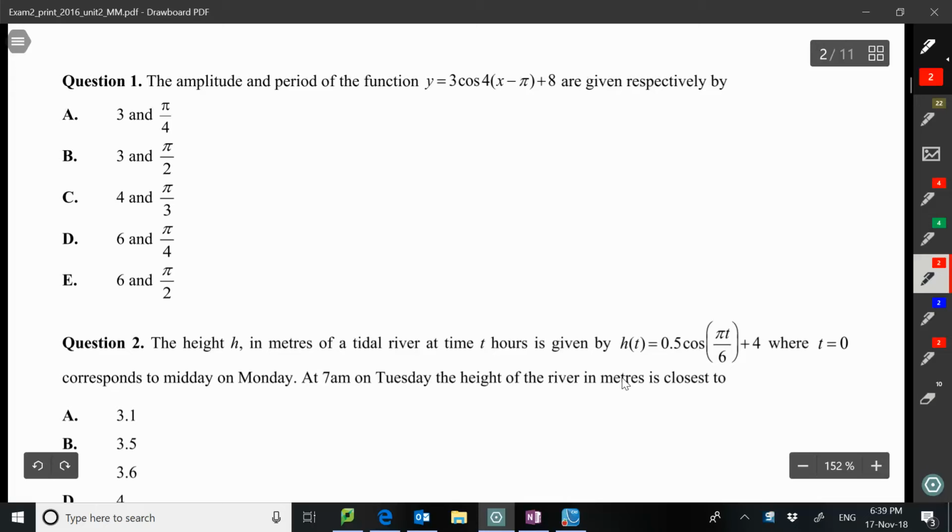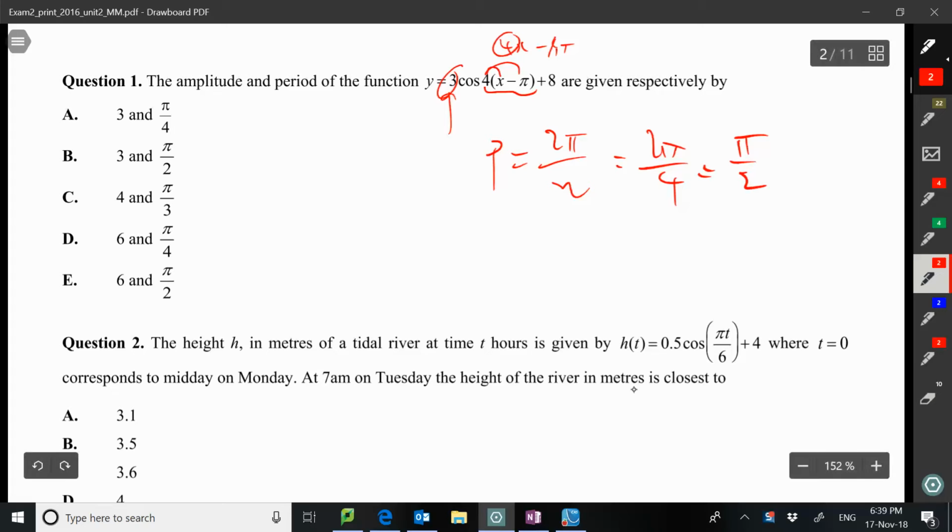So, amplitude and period of the function. Amplitude is clearly 3. Period, we know that period is dictated by 2 pi on n. And the number in front of x, if you expand the brackets here, it's 4 times x and 4 times negative pi. So it's 4x minus 4 pi, and therefore n has to be 4. So 2 pi on 4 gives you pi on 2. So the period's pi on 2 and the amplitude's 3.